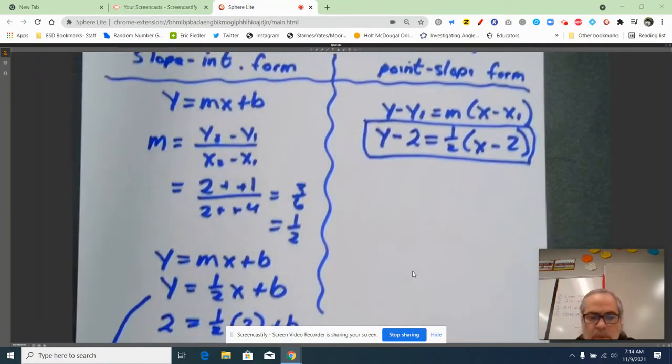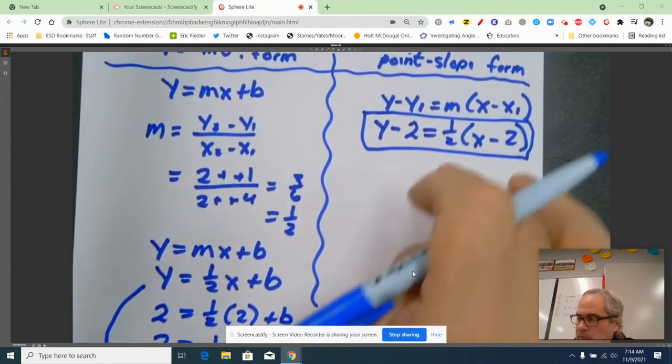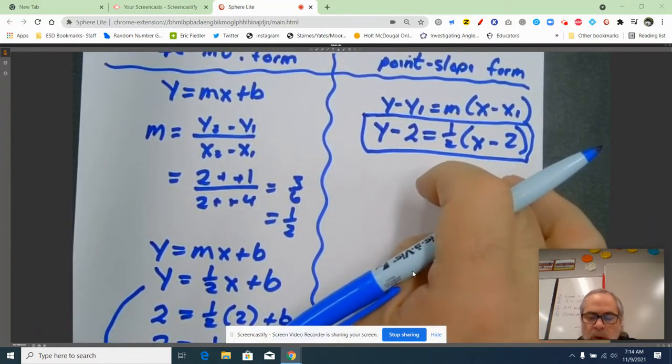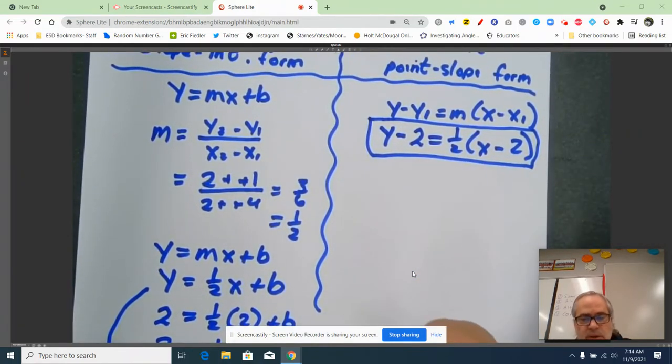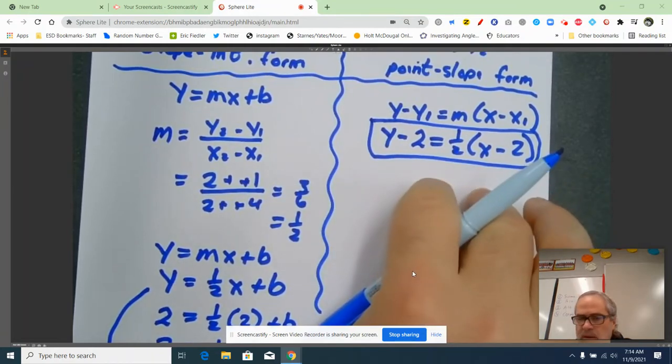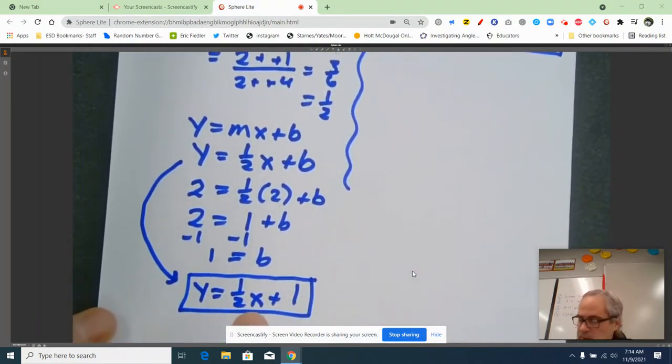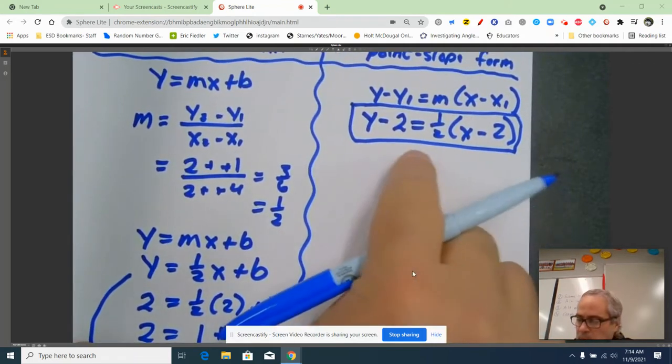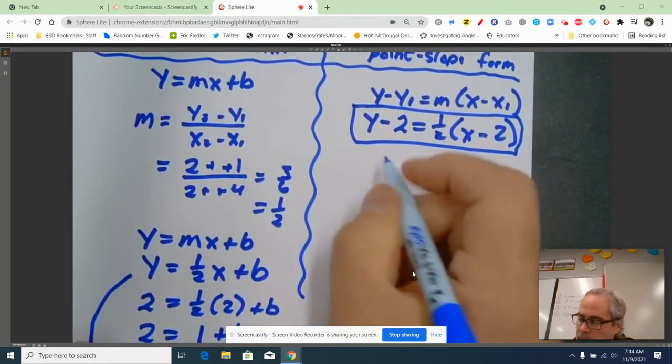Now you're saying, why would people favor this one over this one that requires so little work? Well, it depends on what the question is asking you to do. If it just wants an equation, this is fine. If they want you to put the answer in slope-intercept form, this is what you need to do. Now watch, you can take this one and put it in slope-intercept form. I'm going to do that.